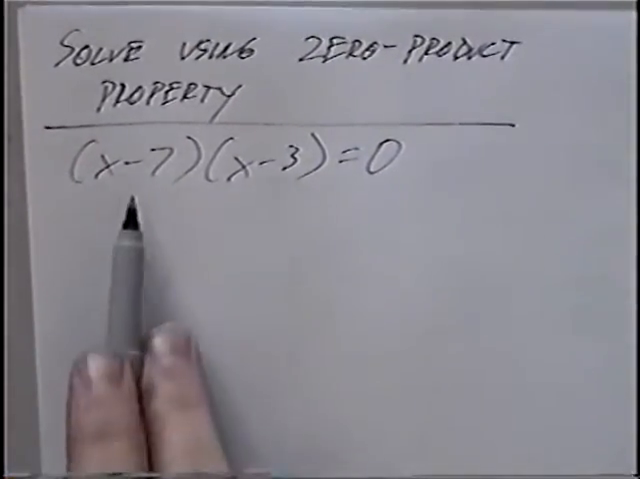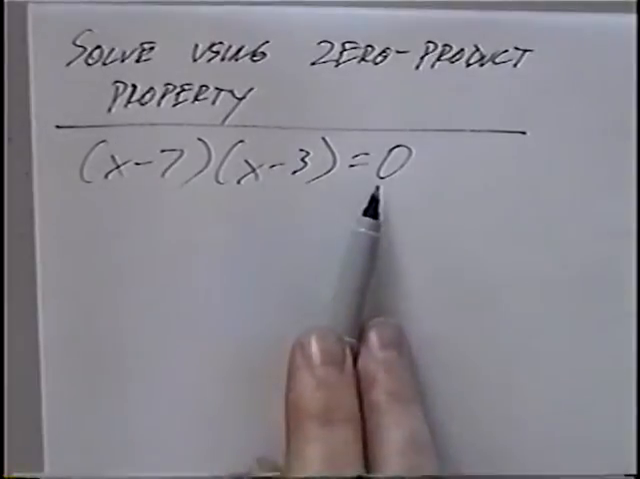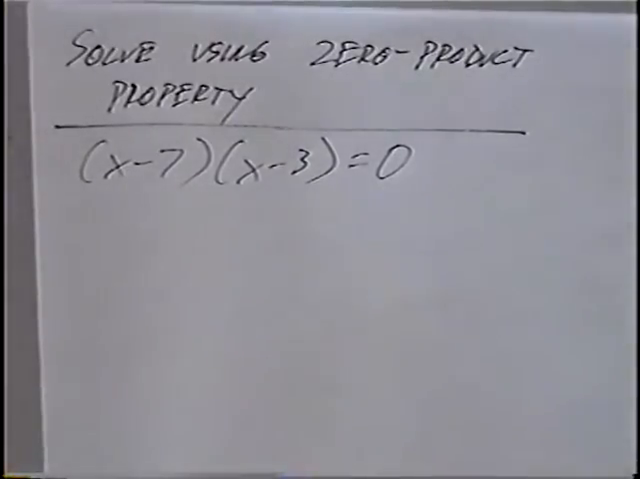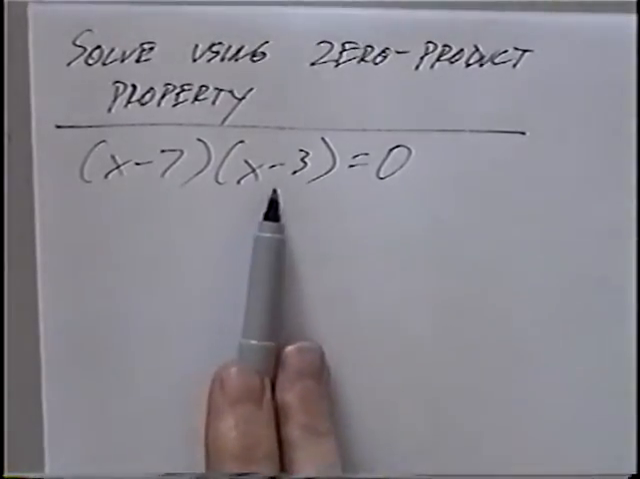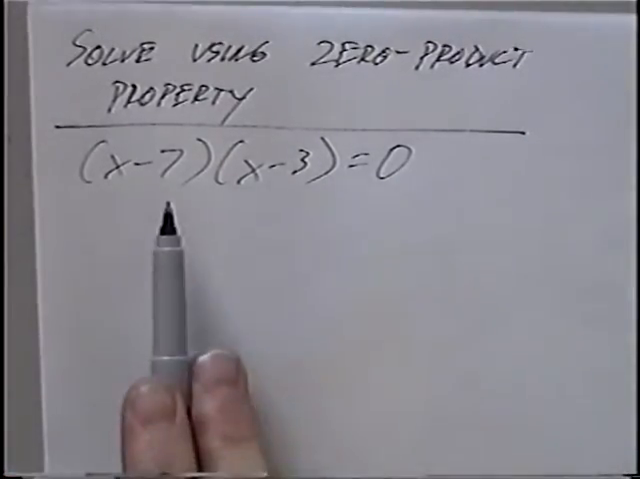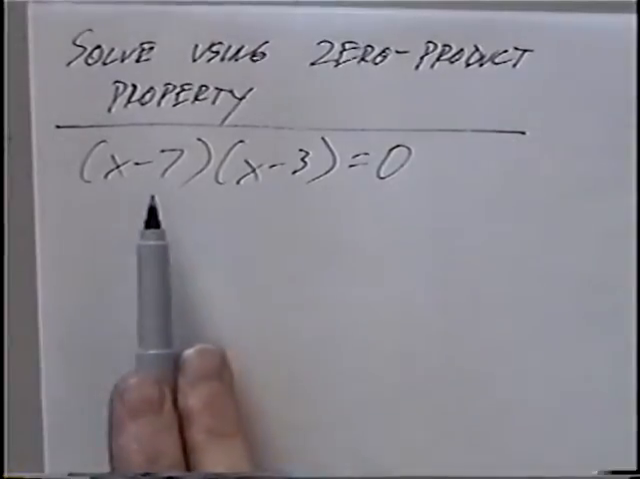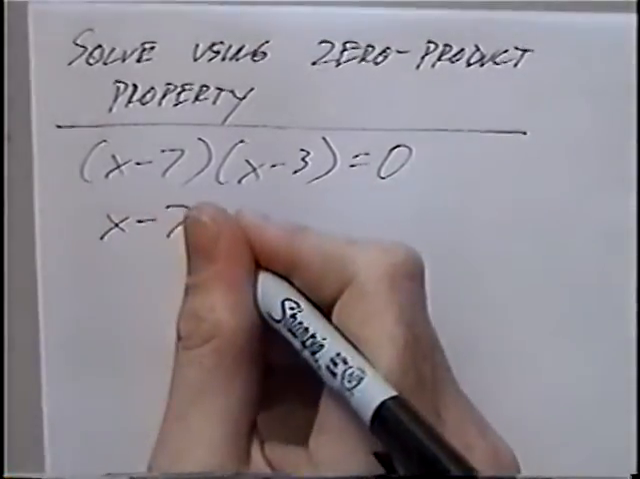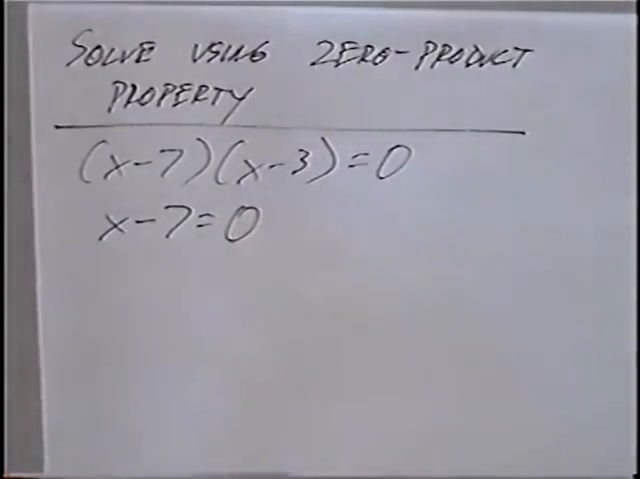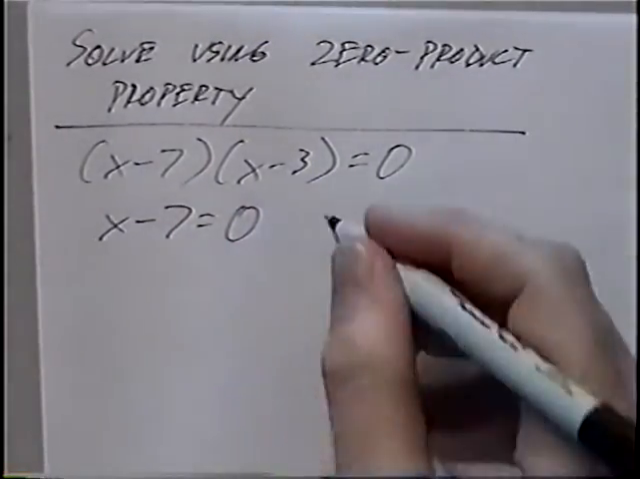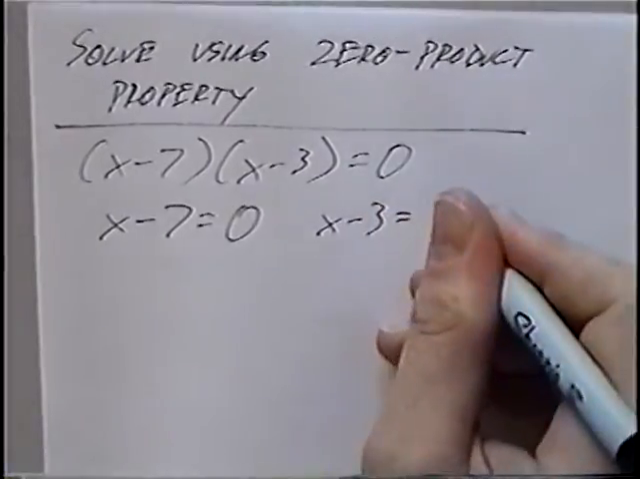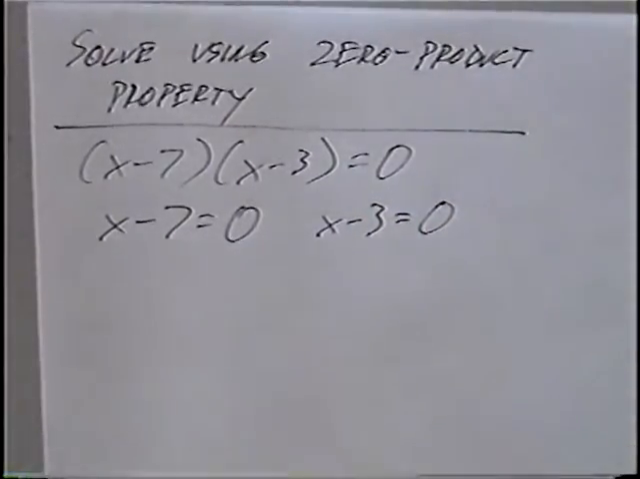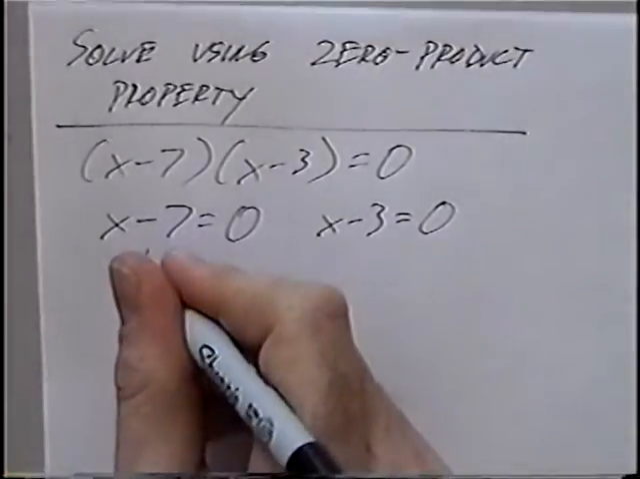For this question we have one parentheses times another parentheses equals 0. The zero product property says if you have one number times another number that equals 0, either one of these numbers or either one parentheses could be equal to 0. So to solve this, we'll take the first parentheses, set that equal to 0, and also take the second parentheses and set that equal to 0. Solving each one, we'll have two answers for the question.